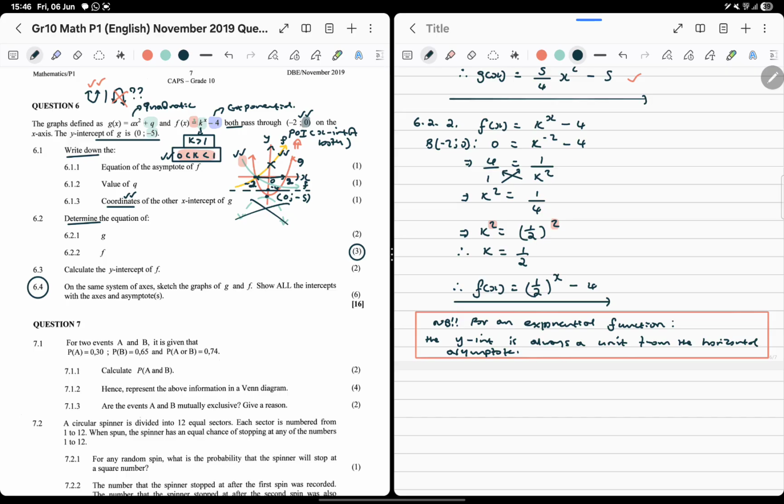Unless really you're that relaxed in the exam. So I think this is a very worthy note. So these are the things you would want to note down: every time you're looking at an equation, you know that the y-intercept is always going to be a unit from the horizontal asymptote. That is the case always.